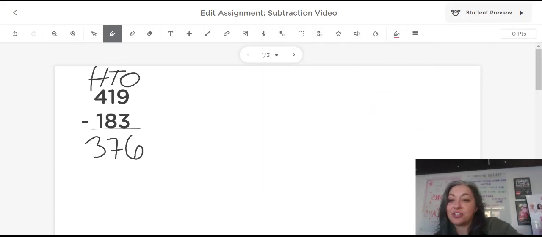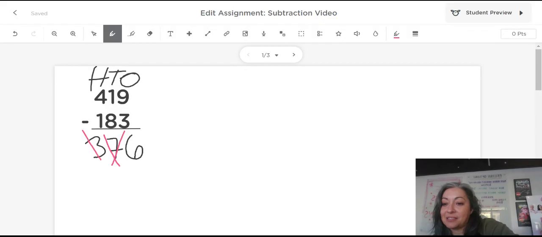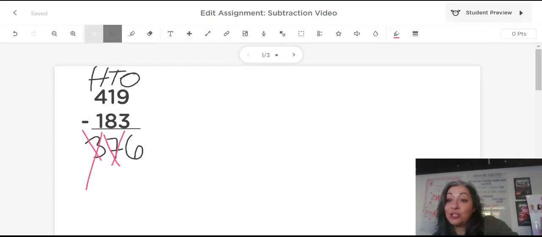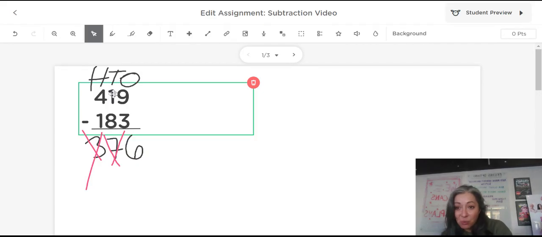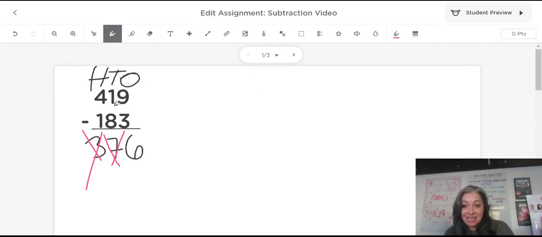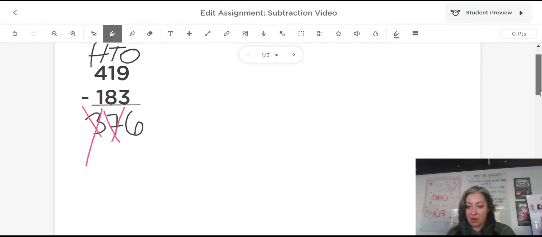I'm going to use another color to show it. This is not right. You can't take away what you don't have. But because this 1 isn't really 1, it's really 10, you can take away from it, but you just have to do what's called regrouping. So I'm going to show you 2 strategies for regrouping, okay?